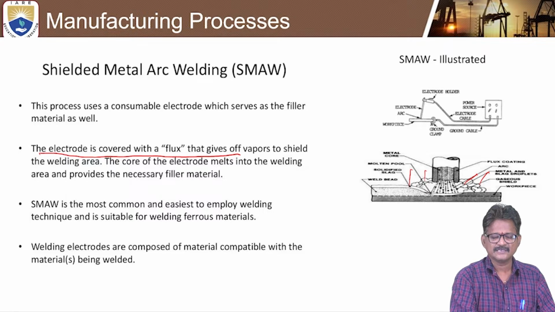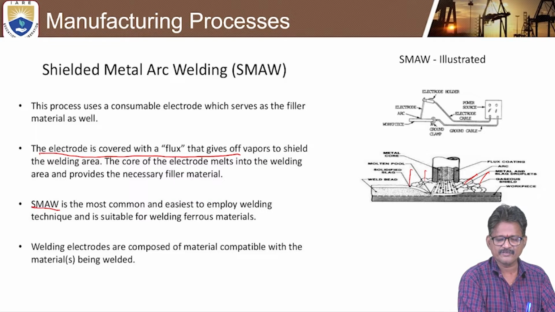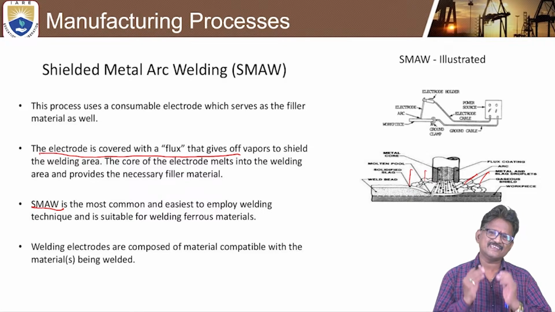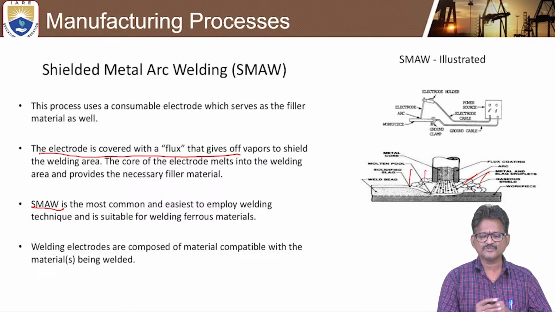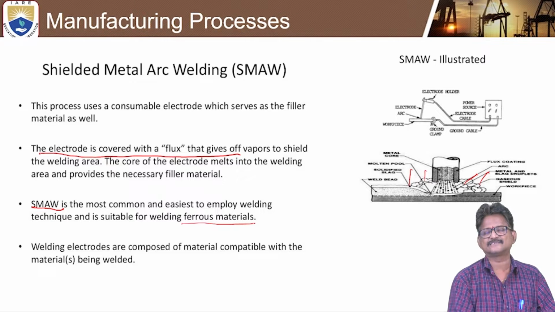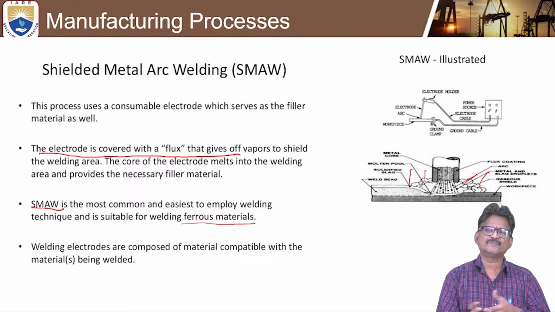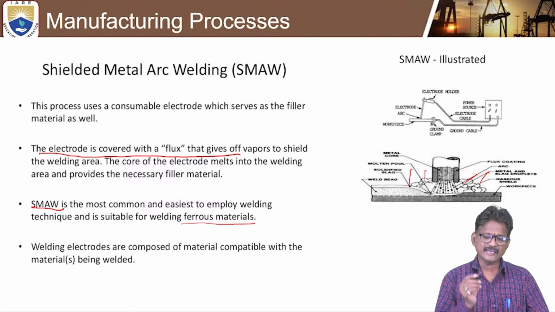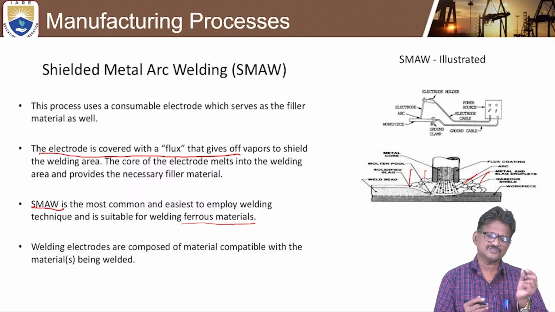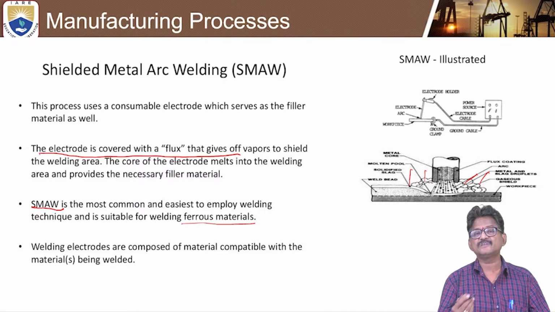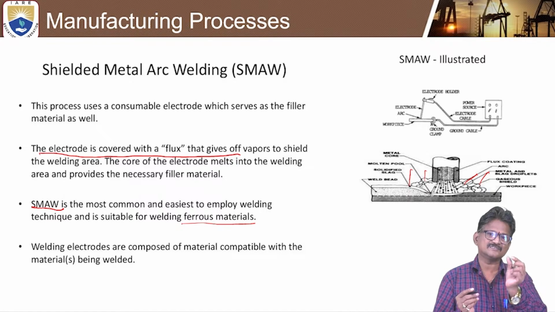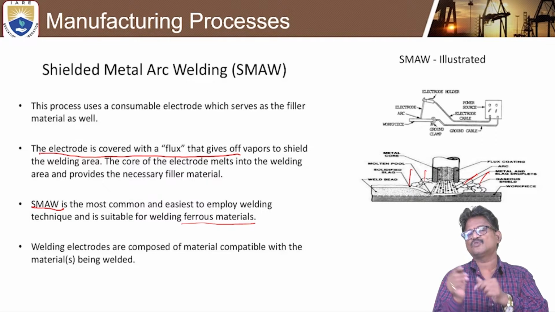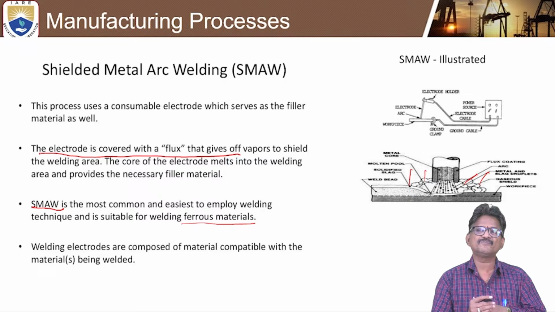Another thing is that SMAW, shielded metal arc welding, is the most commonly used and the easiest welding process to employ, and it is suitable mainly for ferrous materials. Ferrous materials can be mild steels or cast iron, and obviously you can use the shielded metal arc welding process for these. Now let us discuss welding electrodes. Welding electrodes are made of material compatible with the materials being welded. For whatever ferrous material, a suitable coated electrode should be used so that the joining is performed effectively.